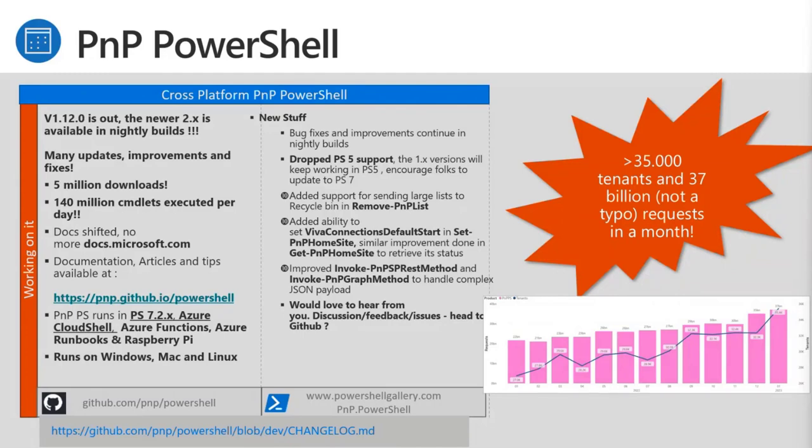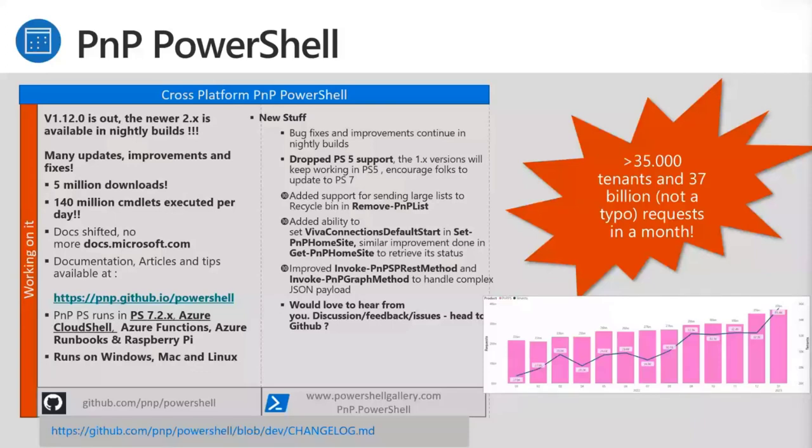Besides that, the new Viva Connections support is rolling out in the Microsoft tenants. So we also added support for that in the Set-PnPHomeSite commandlet, and we also retrieve the support for that in the Get-PnPHomeSite commandlet. Another improvement was in the PnP SP REST method and the Graph method. You can use both of these commandlets to make HTTP requests against the SharePoint as well as the Graph endpoint. We improved them to handle complex JSON payloads.